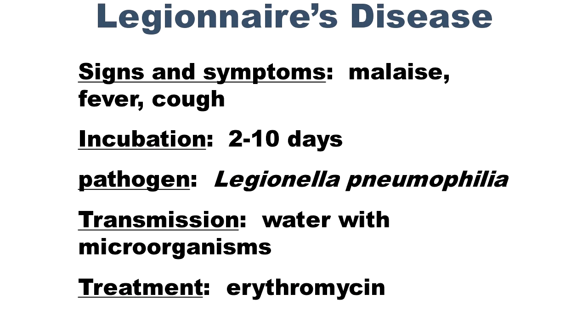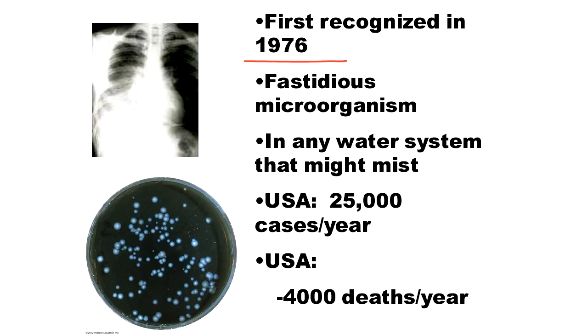Some of the initial symptoms are high fever, cough, malaise, and then development of pneumonia. Treatment for this is erythromycin. So as I said, it's the very first time it was discovered in 1976. It's a very fastidious bacteria, which means that it's very picky in terms of how it grows. So growing it in the lab is pretty tough.